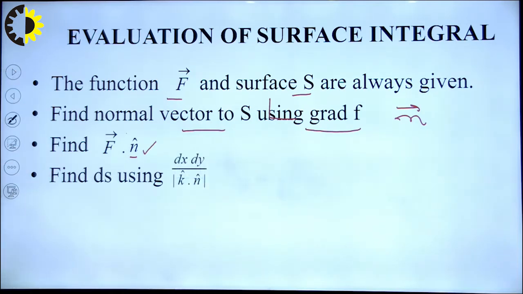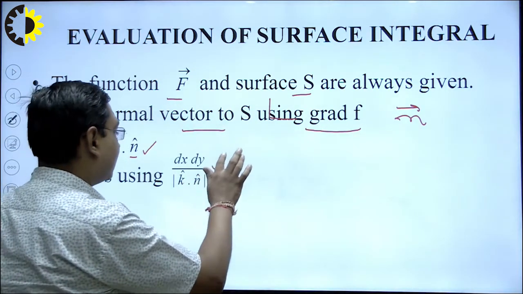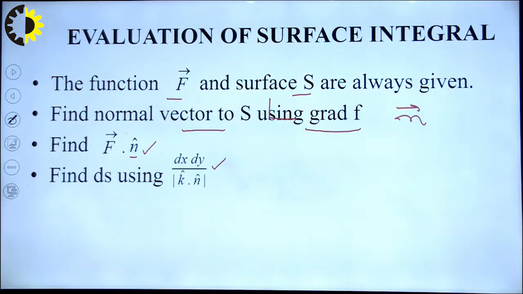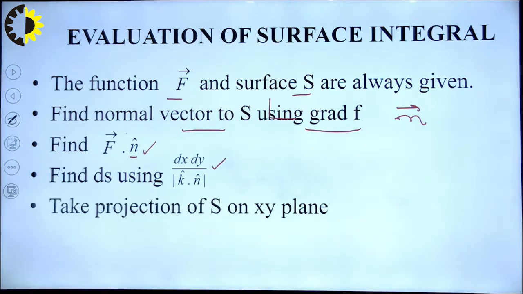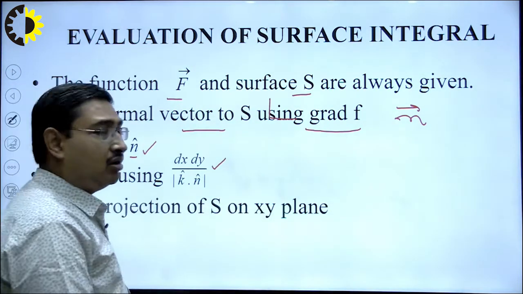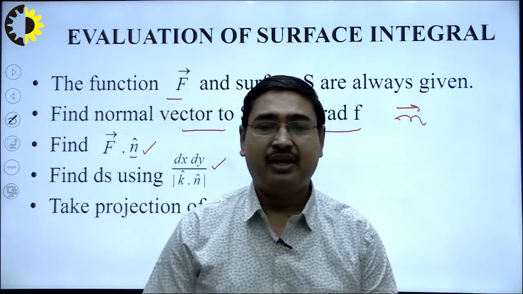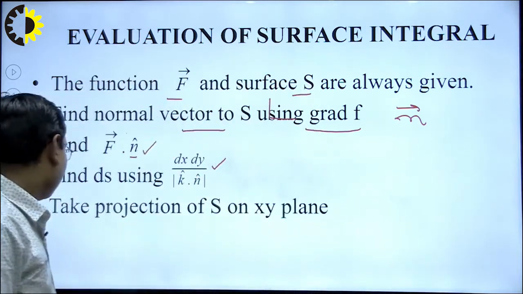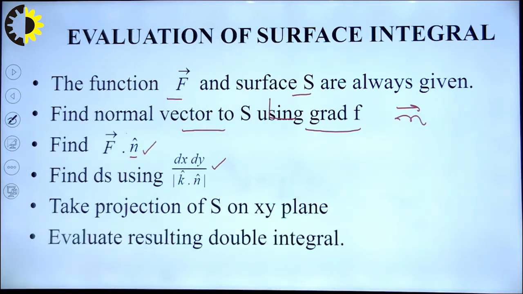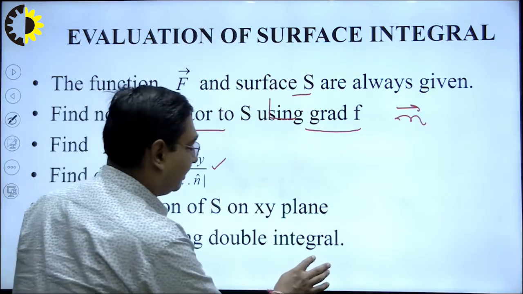Then we shall calculate dS by using dx dy upon mod of k dot n. Now, the projection of the surface on the xy plane will be considered, and this projection will be used to find the resulting double integral.